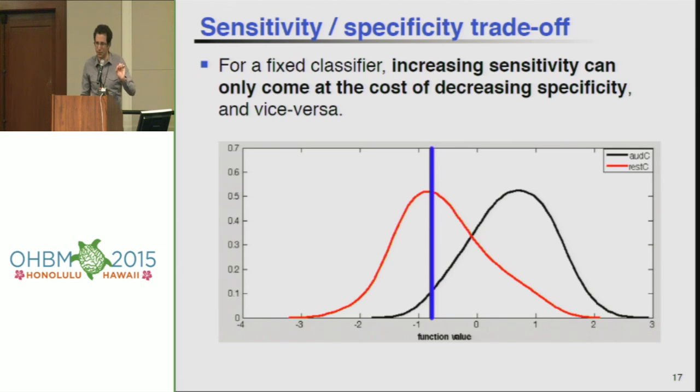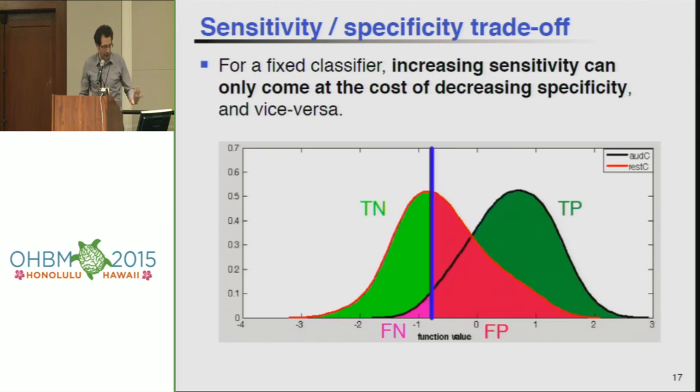So any example that gives me a function value, a soft classifier output, below, I don't know, minus 0.9 in this case, I will say it's rest. Now here's what it looks like if you color it in. Let's say this is for some reason the negative class. So all the green part of the curve, this is the true negative. They were indeed rest, and I classify them as rest.